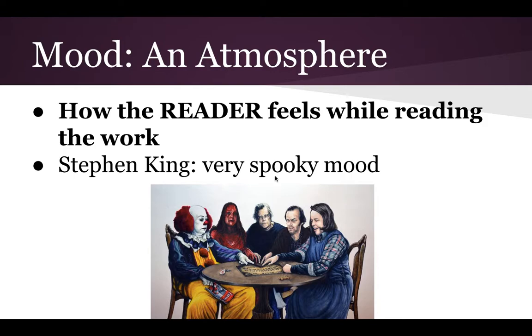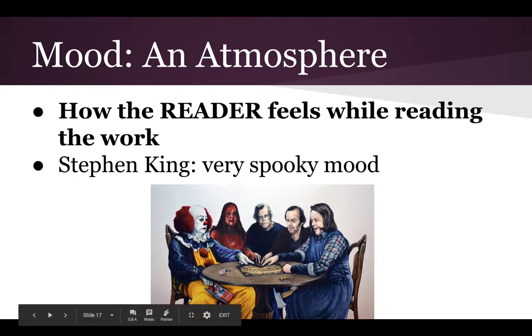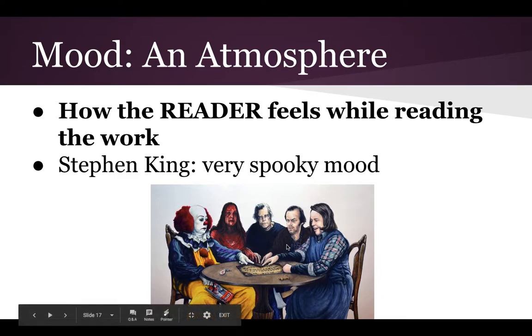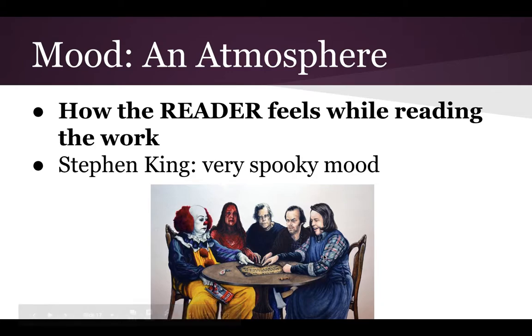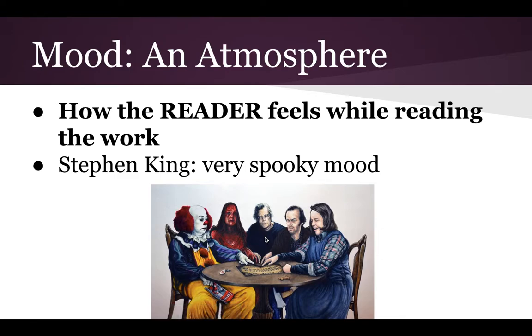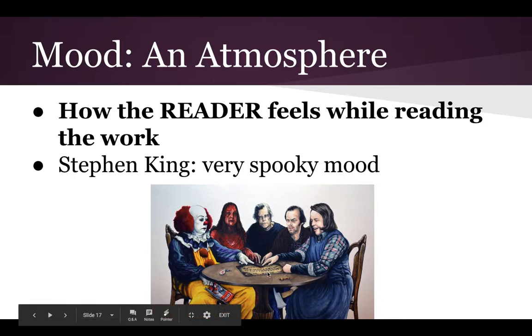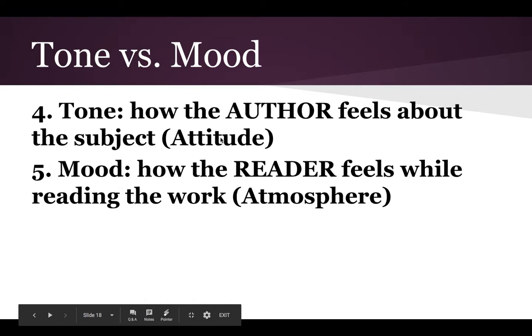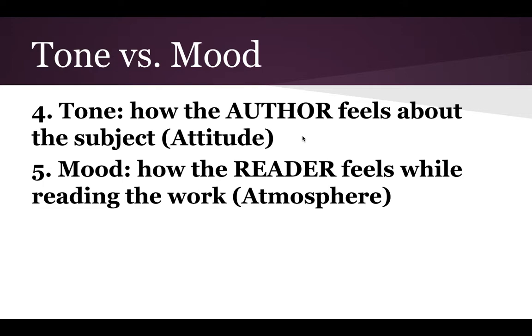For instance, if you think of Stephen King, hopefully you all recognize some of these movies, like It, Carrie, that's Stephen King himself in the middle, from The Shining, from the movie Misery, right? Like all these movies, Stephen King has a very distinct style with his mood, creates a very spooky atmosphere. And look, they're even sitting there doing a Ouija board. So mood can be specific to an author as well with their style. So remember, tone versus mood. Tone is how the author feels about the subject, so it's their attitude towards it, whereas mood is all about how the reader feels while reading it, so the atmosphere created.